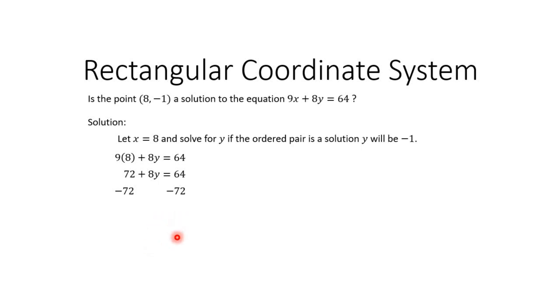Once I subtract 72 from both sides, I get 8y is equal to negative 8. 64 minus 72 is negative 8. And then I divide both sides by negative 8. And that means that y is negative 1. So because I plugged in x equals 8 as the x value, and the y value turned out to be negative 1, yes, this ordered pair is one of the solutions of this equation.